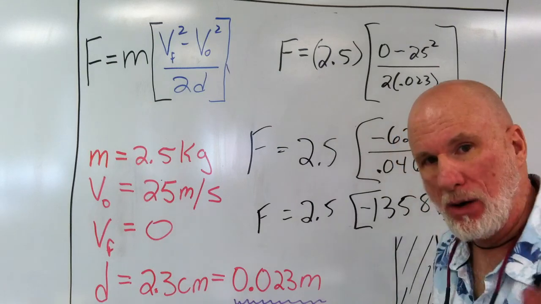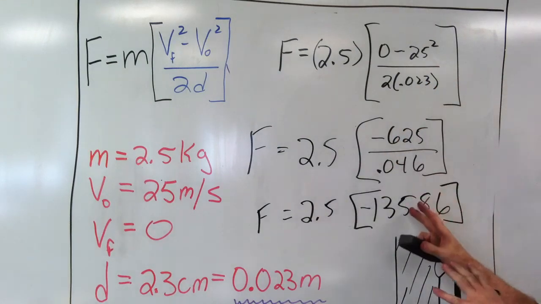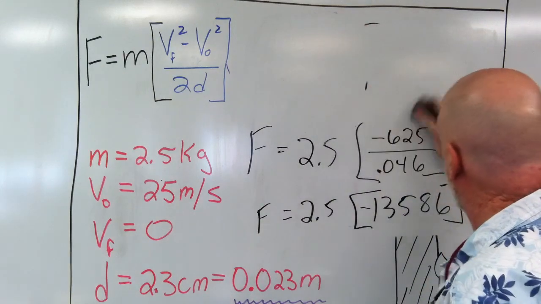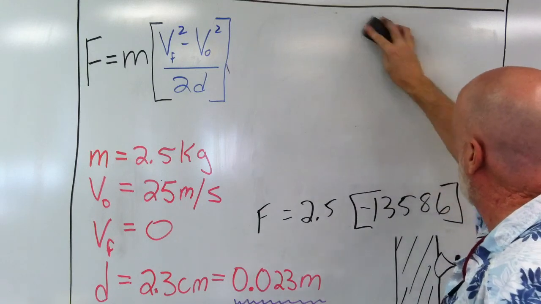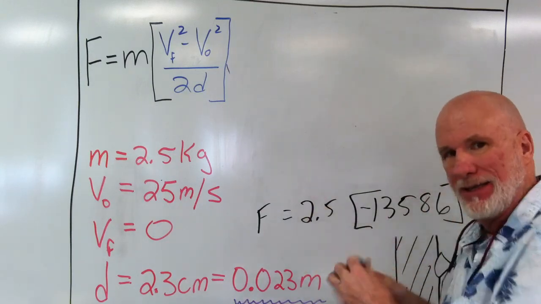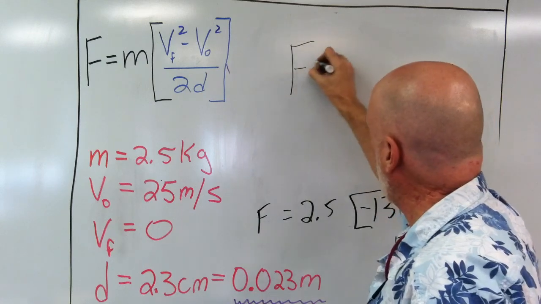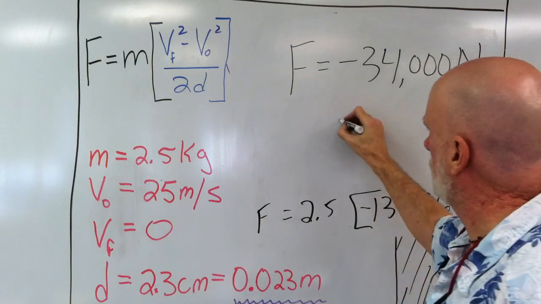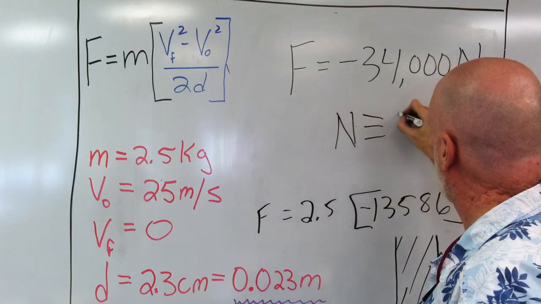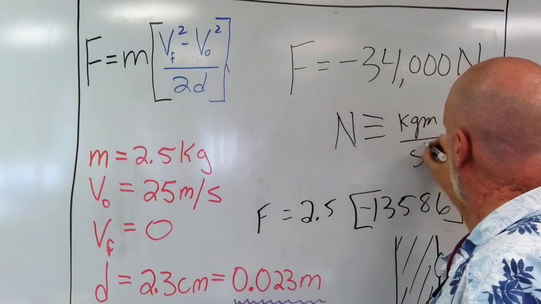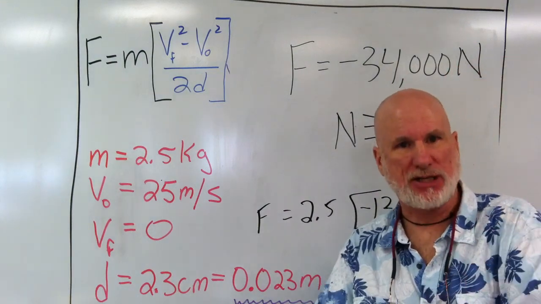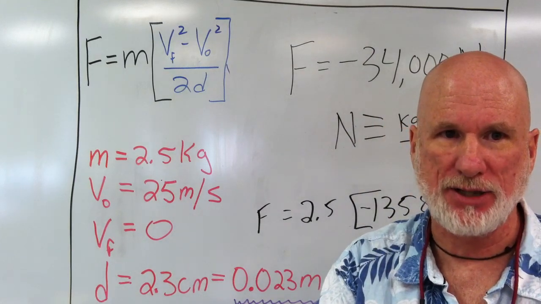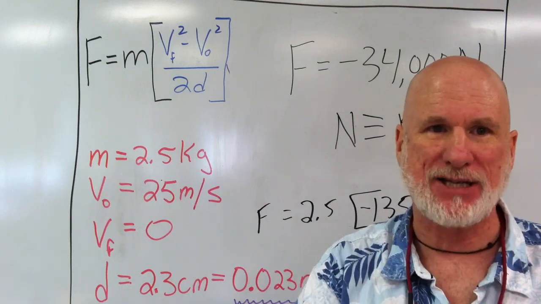Now, we know, make sense? You see that? Okay? You okay? So we know that this is going to equal F equals negative 34,000 newtons. A newton is kilogram meter per second squared, right? Yep. Newton. Not Fig Newton. I know you're hungry. I know it's near lunch, but it's not Fig Newton. It's after Sir Isaac Newton.